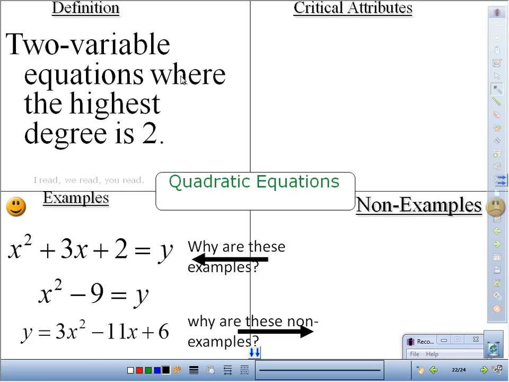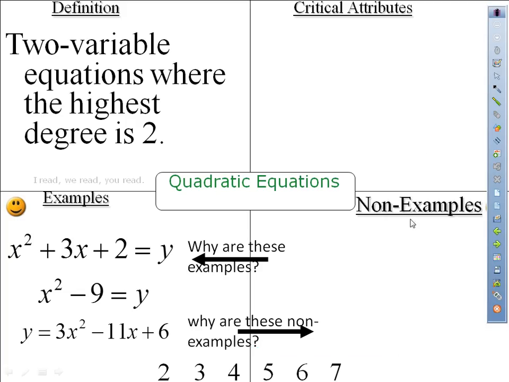Yes. The highest degree is 2. Let's look at this one. What is the degree of this one? 2, 1, 0, 1. So the highest degree is 2, and so on and so forth. Everybody with me? All right. So that's a quadratic equation. So compared to what we were doing before, now instead of looking at expressions, what are we looking at? Equations.